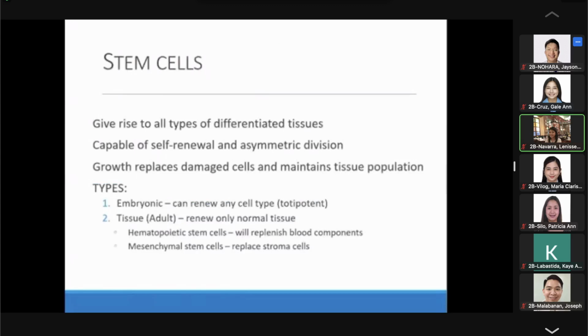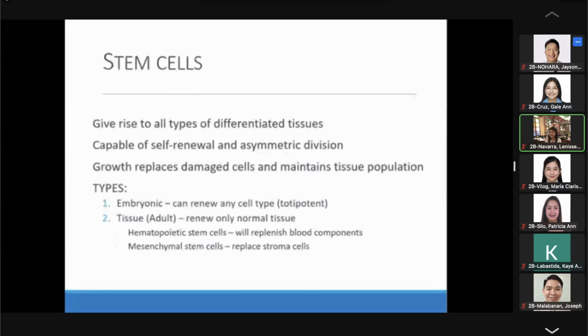Next, we go to stem cells. Stem cells give rise to all cell types of differentiated tissues and are capable of self-renewal and asymmetric division. Asymmetric division is when one daughter cell differentiates and the other remains undifferentiated, and it retains its self-renewal capacity. In contrast, symmetric division is when both daughter cells retain the self-renewal capacity. So growth replaces damaged cells and maintains tissue population.